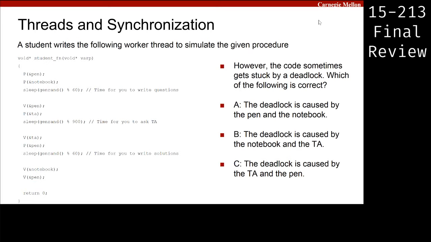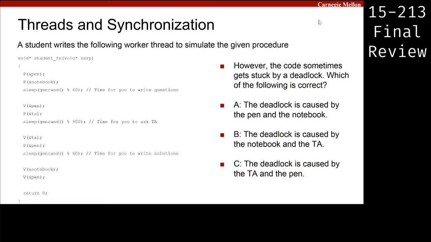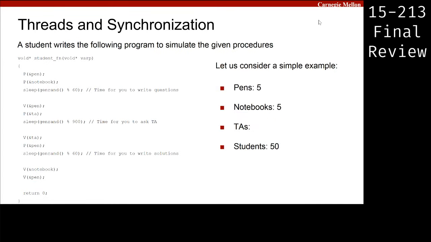All right, does anybody have an answer? Anybody? Yeah. Raise your hand if you think it's A. Okay. Raise your hand if you think it's B. And how about C? No. And I guess everyone else doesn't know. All right. Let's find out.